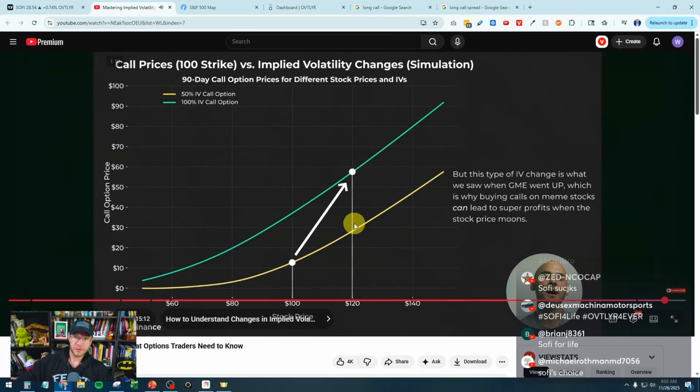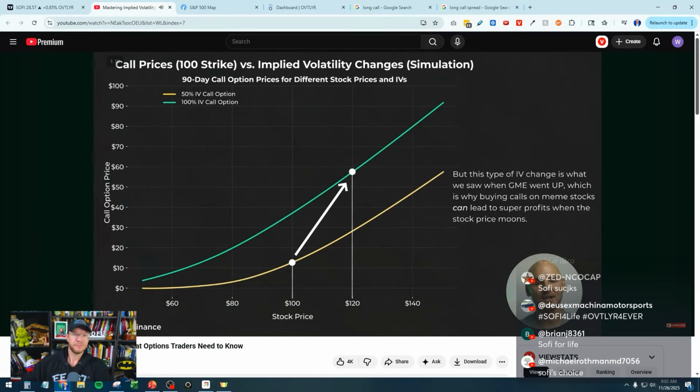That's a great point. Super profitability. Super profitability. It's real. Combined with the increase in implied volatility when the stock price goes to the moon.